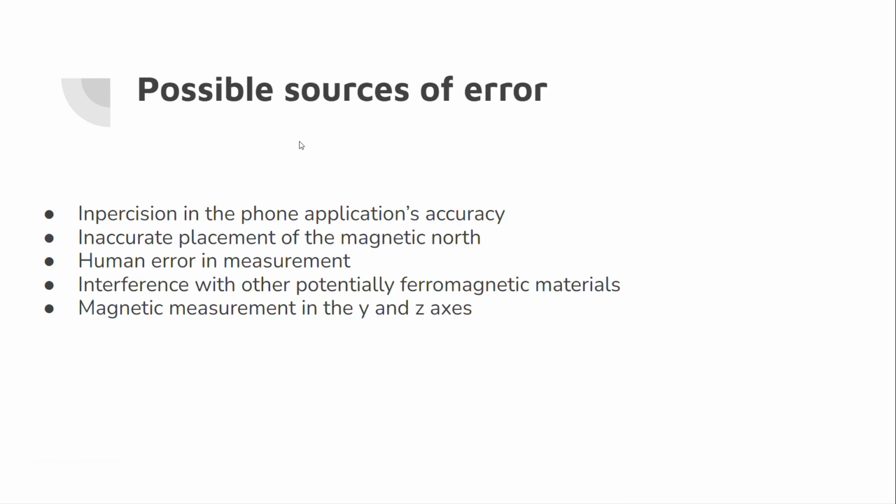Possible sources of error in my experiment: the imprecision in the phone magnetometer application's accuracy, inaccurate placement of the magnetic north, human error in measurement, interference with potentially ferromagnetic materials, and magnetic measurement in the x and z axes.